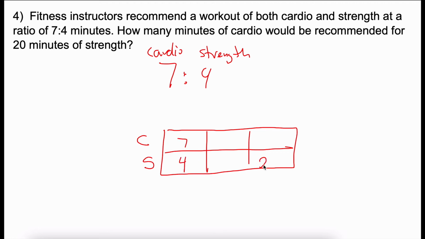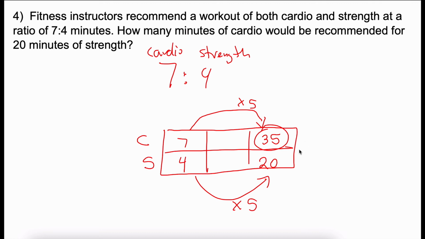If I'm doing 20 minutes of strength, I can get there directly, multiplying by 5. I can multiply this by 5, and that would be 35. So if I want to keep the ratio of the amount of time I spend on cardio to strength at a 7-to-4 ratio, 7 minutes of cardio for every 4 minutes of strength, then I need to do 35 minutes of cardio to accompany the 20 minutes of strength training. And your final answer here would be 35 minutes of cardio.